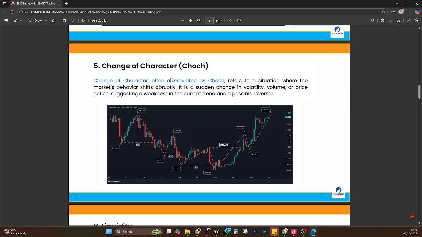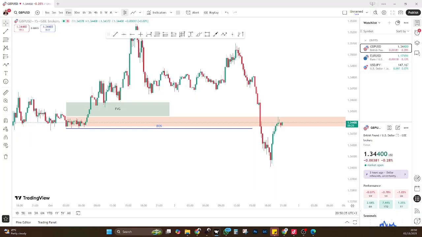Let us also look at the change of character, because they look like the same. Change of character and break of market structure. A change of character refers to a situation where the market's behavior shifts abruptly. It is a sudden change in volatility, volume, or price action, suggesting a weakness in the current trend and a possible reversal. I know that's a lot of English, but when you see it, you'll be able to understand where we are coming from.